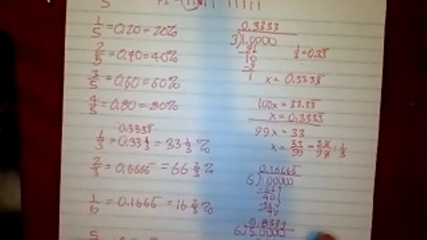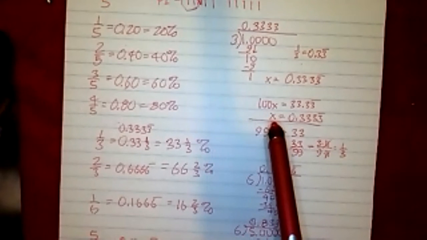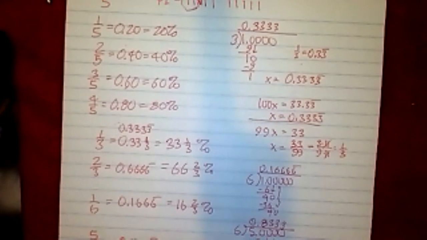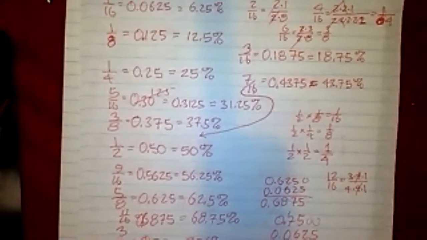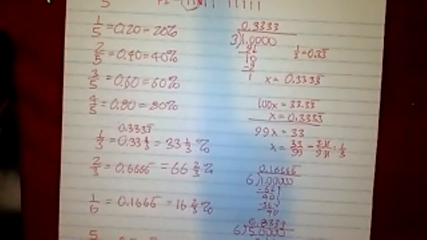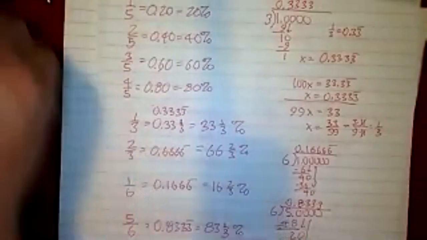They're 1/16, 1/8, 3/16, 1/4, 5/16, 3/8, 1/2, 9/16, 5/8, 11/16, 3/4, 13/16, 7/8, 15/16, 1/5, 2/5, 3/5, 4/5, 1/3, 2/3, 1/6, 5/6. These are sort of the ones that all the math books I've ever worked with expect you to know off the top of your head.